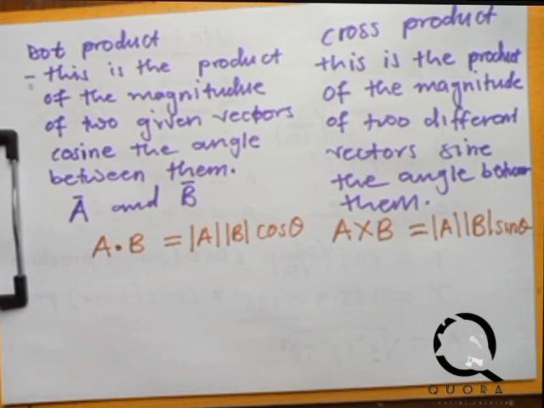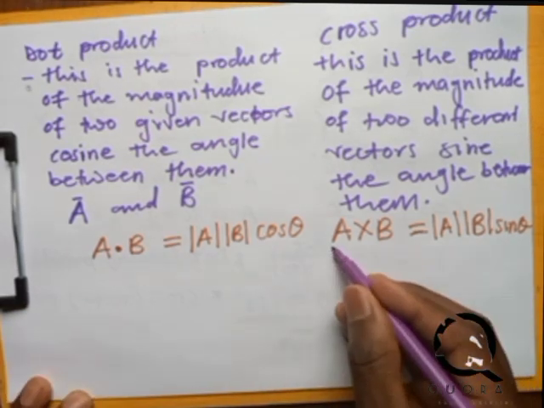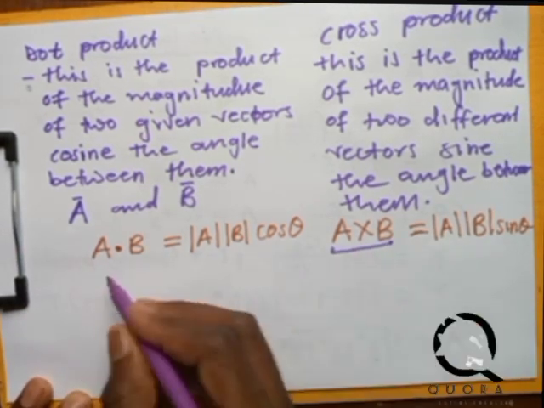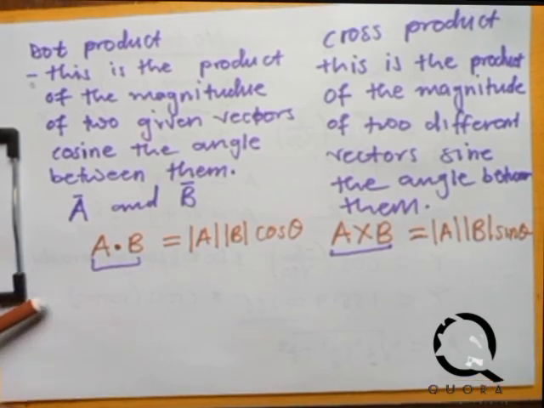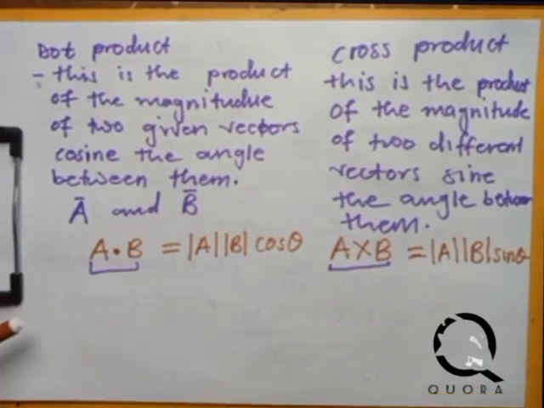Okay, now what if they haven't asked you to calculate the angle? Let's say maybe they just ask you to find A cross B or A dot B. What formulas are we supposed to be using? We don't use these formulas. These two formulas only apply whenever they ask us to calculate the angle between the two given vectors.